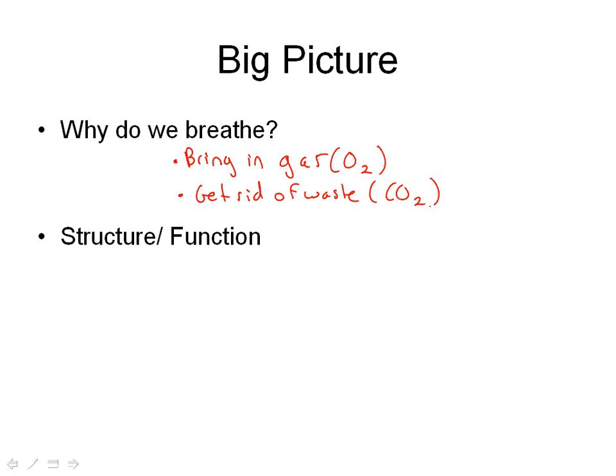We really want to look at structure and function. So when we look at the pathway, what structures look like, and then as a result of their appearance, what their function is. So again, when we're looking at things that have a lot of surface area, the reason why we have a lot of surface area is so we can have more reactions taking place.